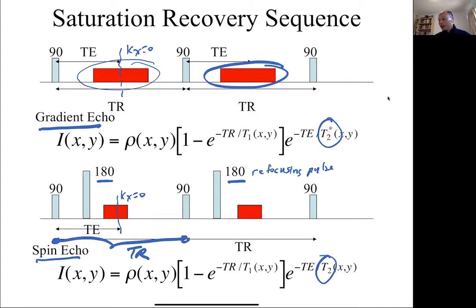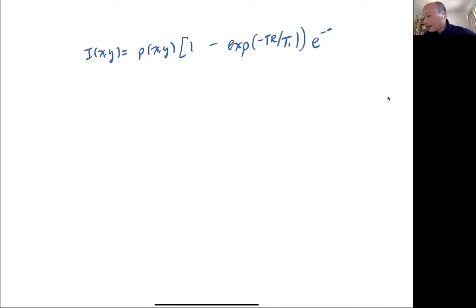So we want to take a closer look at this form here. We have I of xy equal to the proton density times the T1 recovery times the T2 decay. We're going to talk about three different types of images: T1 weighted, T2 weighted, and proton density weighted.